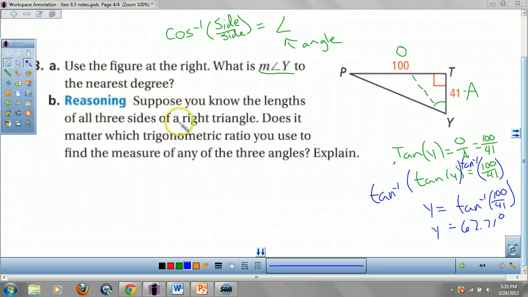Suppose you know the lengths of all sides of the right triangle. Doesn't matter which ratio you use to find the measure of any of the angles. You have the opposite, adjacent, and hypotenuse, guys. You can use any of the trig functions. Okay? I know this was tricky. Bring your questions. Enjoy.